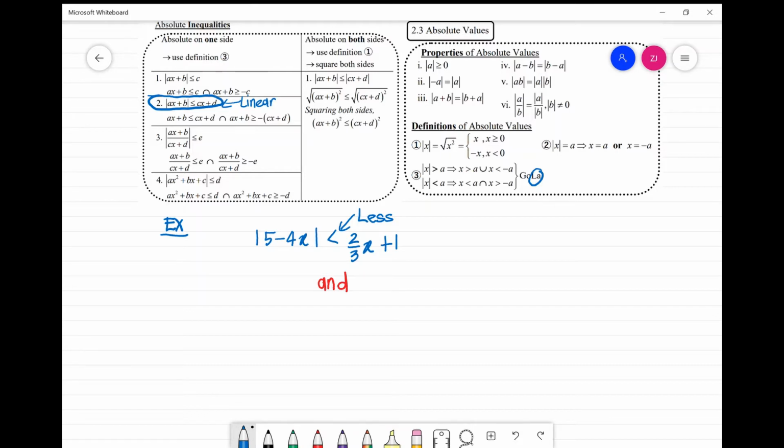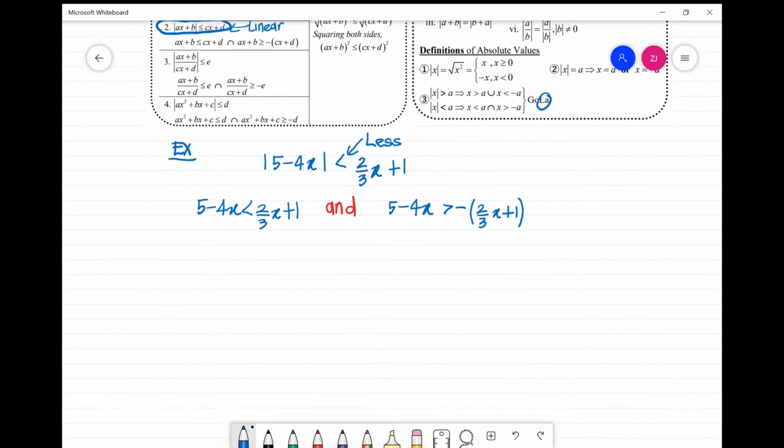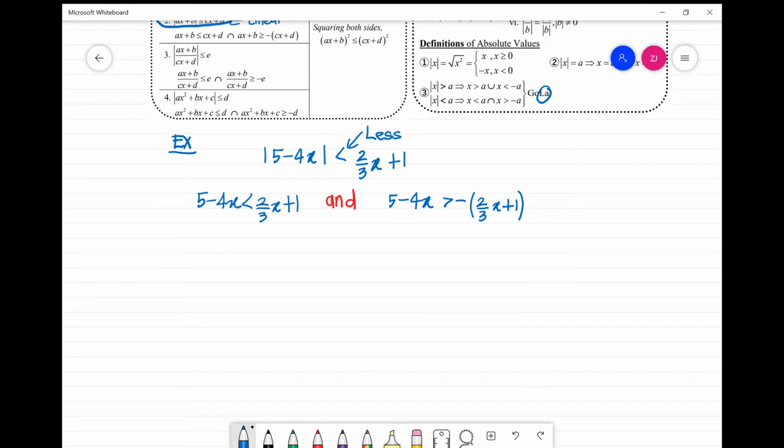So first we are going to have 5 minus 4x less than 2 over 3x plus 1, and we have 5 minus 4x greater than negative of 2 over 3x plus 1. Now let's solve these inequalities one by one. Again, they will become linear inequalities. We bring the negative 4x to the right and we bring the 1 to the left. So what do we have here?